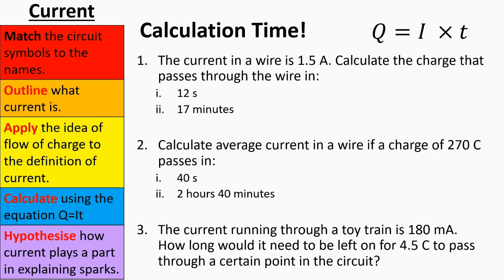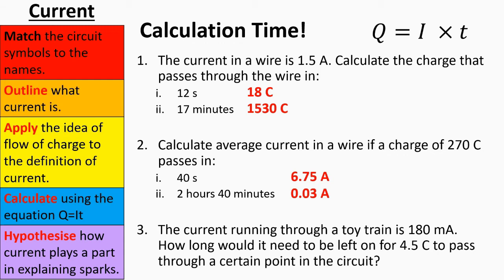Let's take a look at those answers then. Question 1. The current in a wire is 1.5 amps. Calculate the charge that passes through the wire in 12 seconds. Should be 18 coulombs. In 17 minutes, should be 1,530 coulombs. Question 2. Calculate the average current in a wire if a charge of 270 coulombs passes in 40 seconds. You should have 6.75 amps. And in 2 hours and 40 minutes, that rounds off to 0.03 amps.